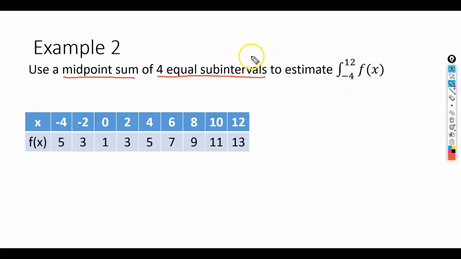Well, we talked about that in the last lesson. You take your last x value, and you subtract from it your first x value, and you divide by the number of intervals that they want. And I end up with 4. And that tells me how long the base of my rectangles needs to be.